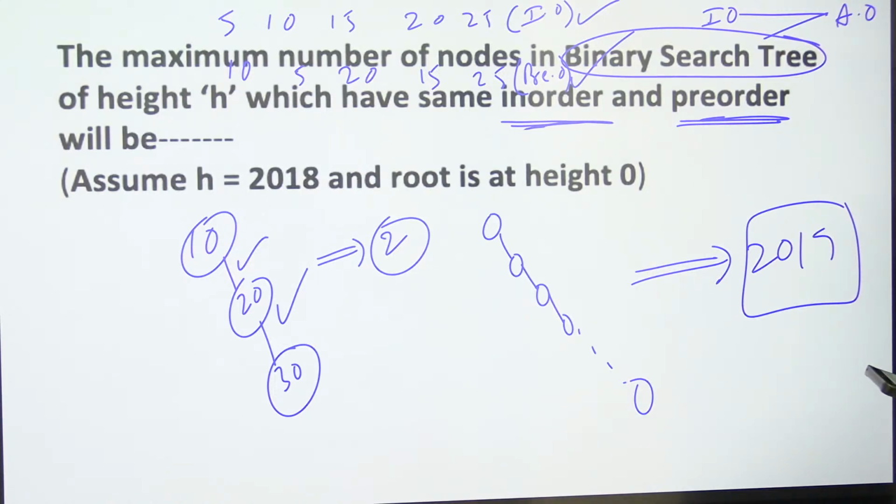In this problem, I want to say a few basics. Some people are asking, sir, what is the height? Height is nothing but the number of levels; subtract 1 and you will get the height. What is in-order? In-order means left subtree, root, right subtree. What is pre-order? Root, left, right. What is a binary search tree? Left smaller, right greater. These are the basics which are needed for this problem.